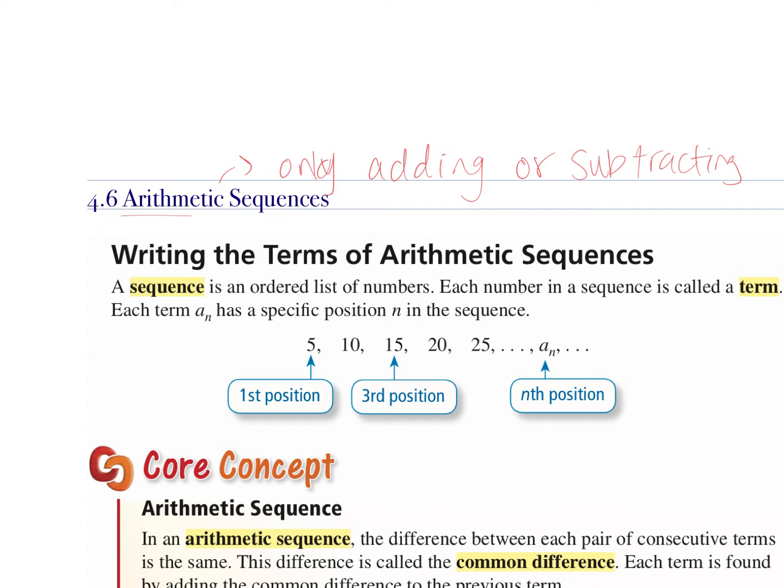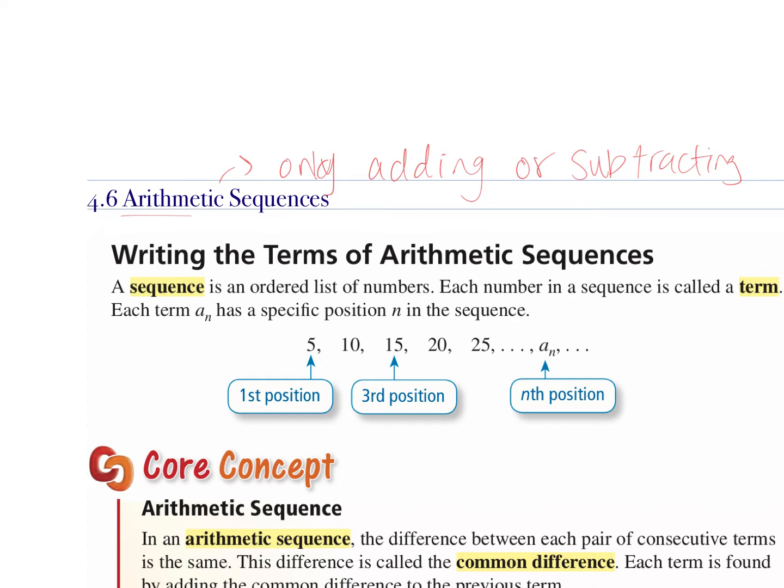Okay? So you can only add or subtract. If we multiply, will it be arithmetic? No. If we divide, will it be arithmetic? No. If we add, will it be arithmetic? Yes. Okay? Adding or subtracting means it's arithmetic, okay?